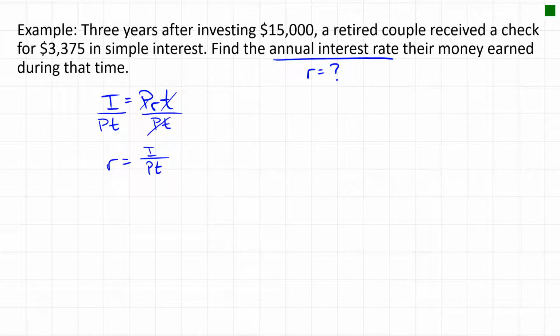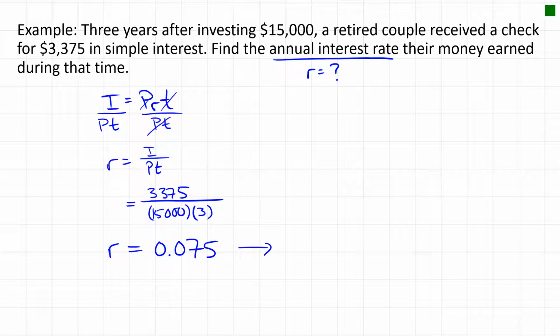And now we're going to calculate R. So we know the interest is 3,375. We know the principal was 15,000. And we know the time was 3 years. So we calculate that, and we get 0.075 for our value for R.